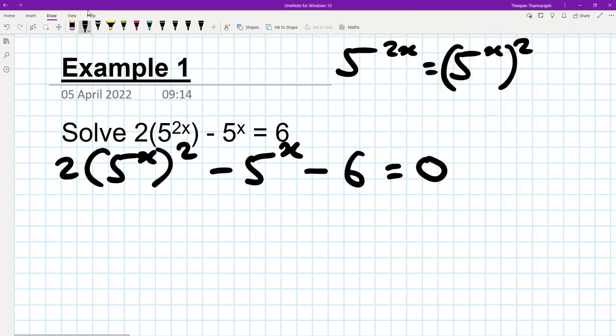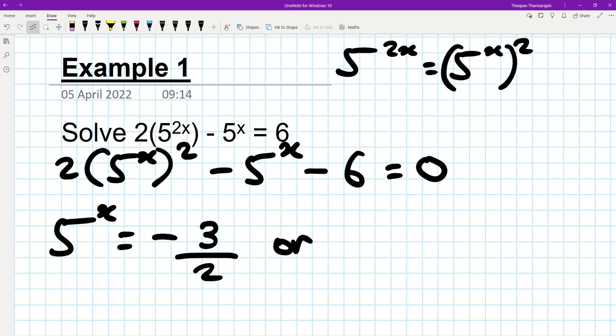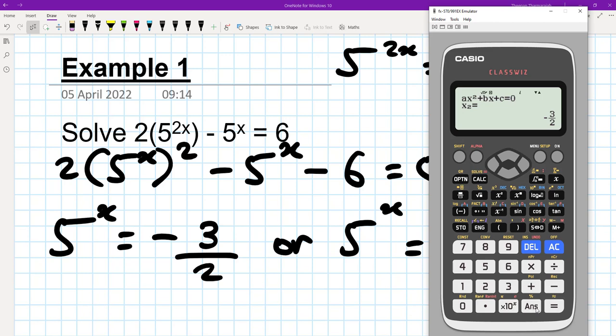So don't forget, x in our case is 5 to the power of x. So that's equal to minus 3 over 2, or 5 to the power of x is equal to 2.